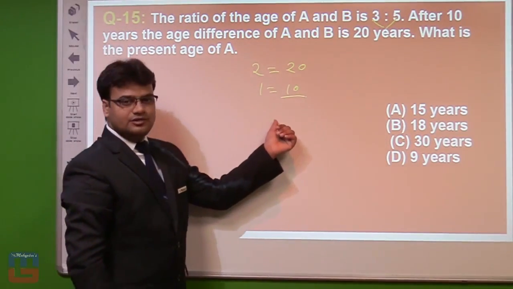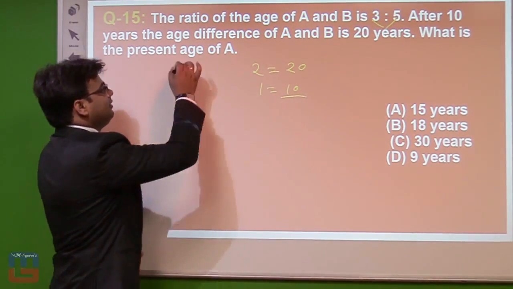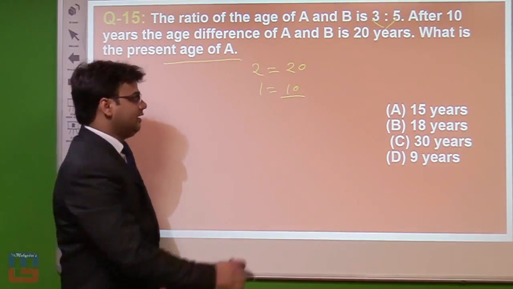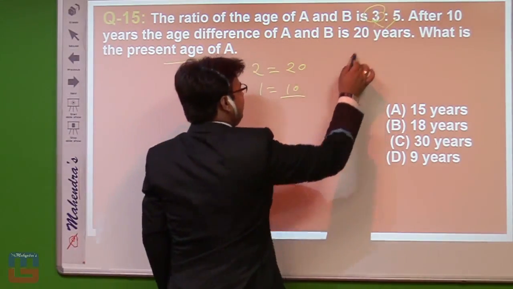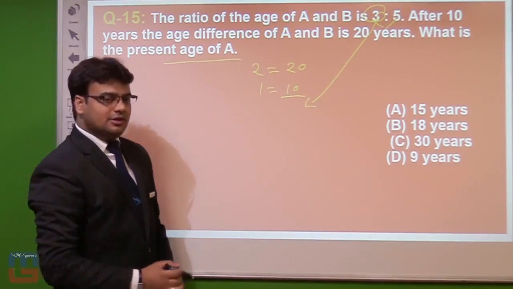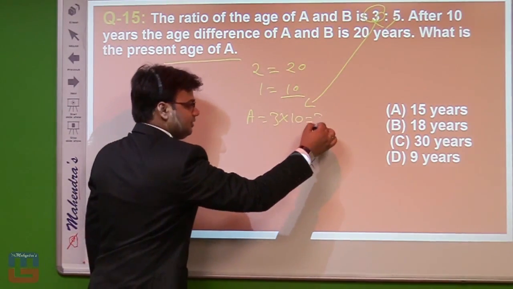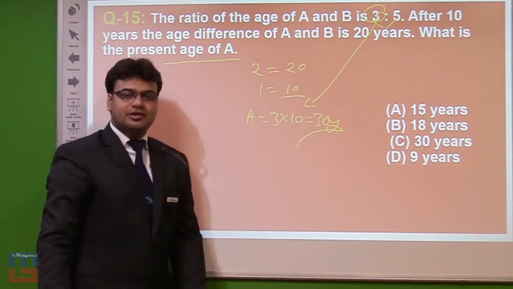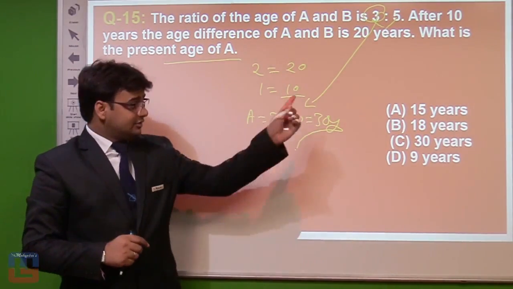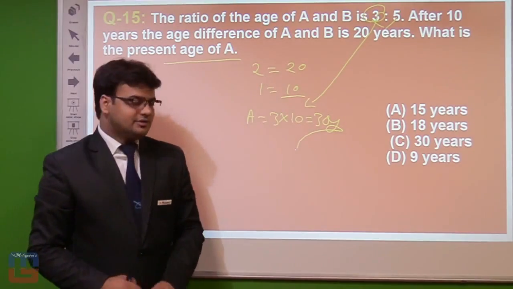We require the person's age, and here the ratio of the age is 3. 1 value is 10, that means 3 value is 30. 3 into 10, that means 30 years. We check 30 years in which option? It is available in our C option. So the correct answer is C.